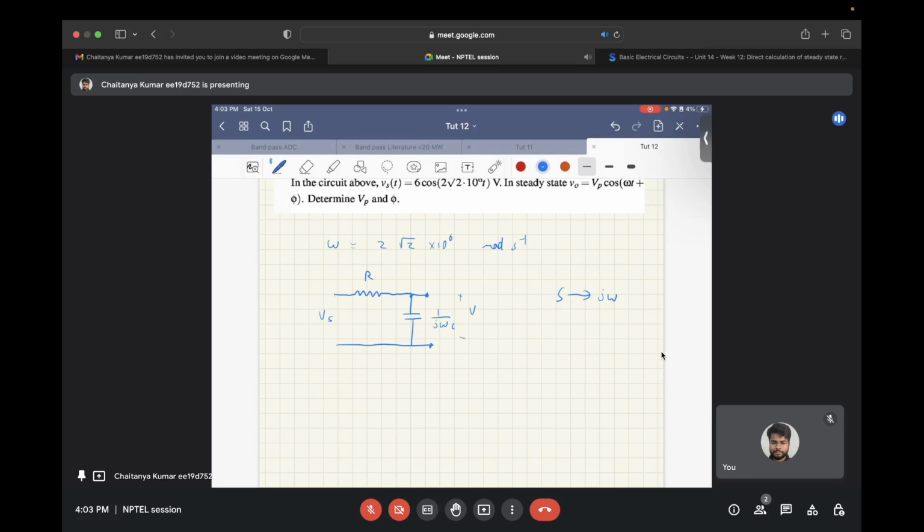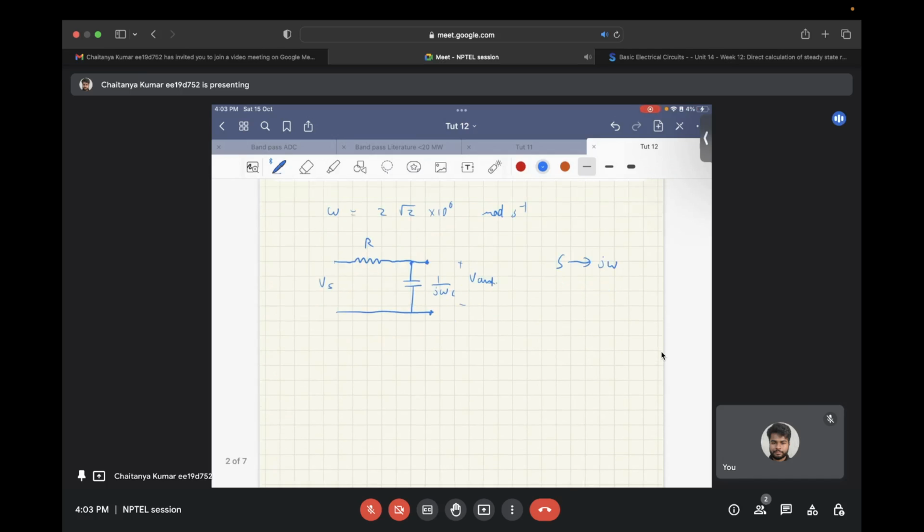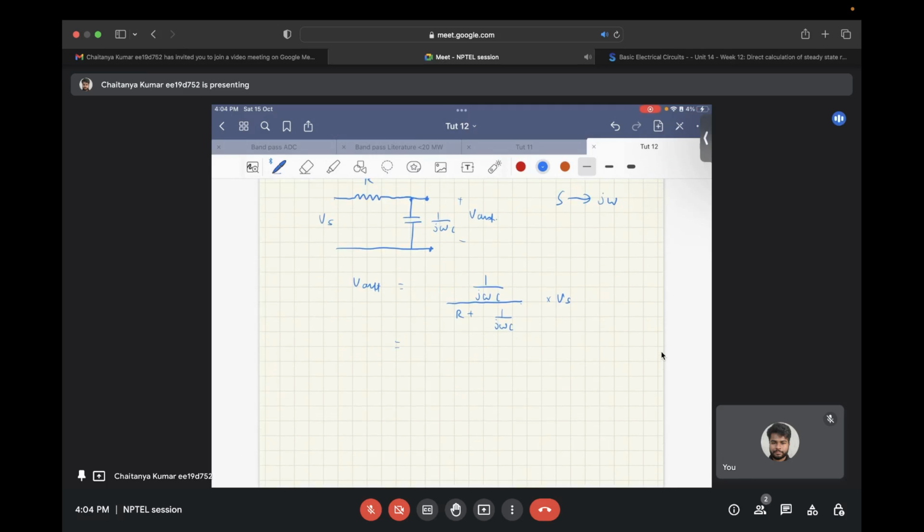So V out in terms of Vs, we can write it as V out is equal to, now there will be resistor divider, sorry, impedance divider. It's because these are not resistors, these are impedances. And impedance divider will be the impedance of the capacitor, that is 1 upon j omega c divided by R plus 1 upon j omega c, and this gets multiplied by Vs. So the transfer function is 1 upon 1 plus j omega rc.